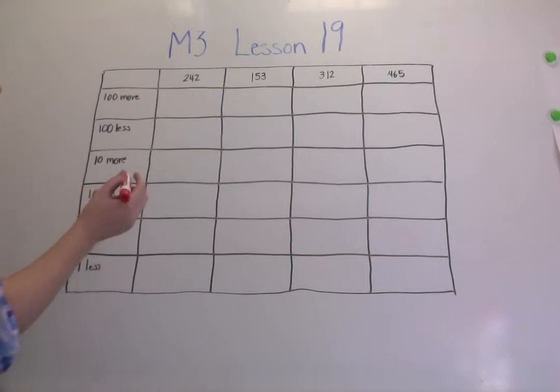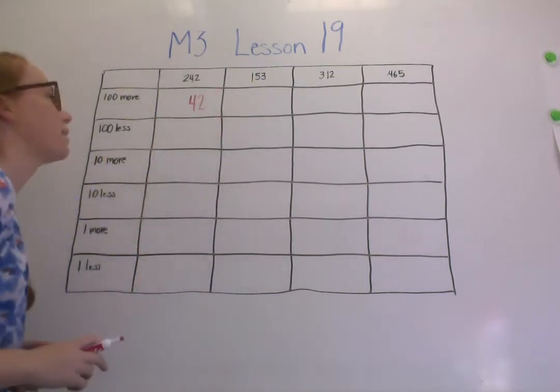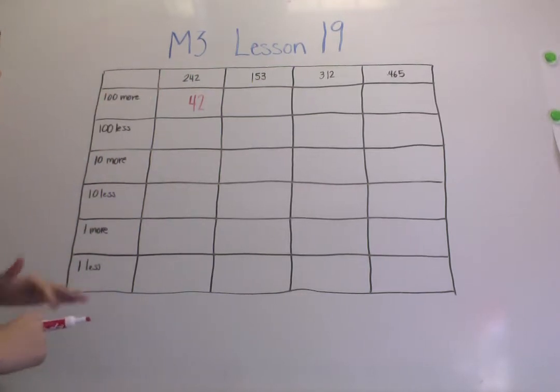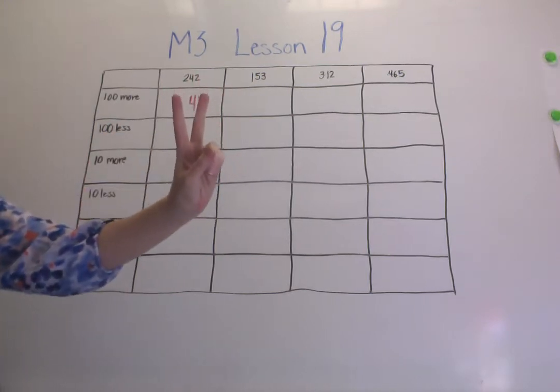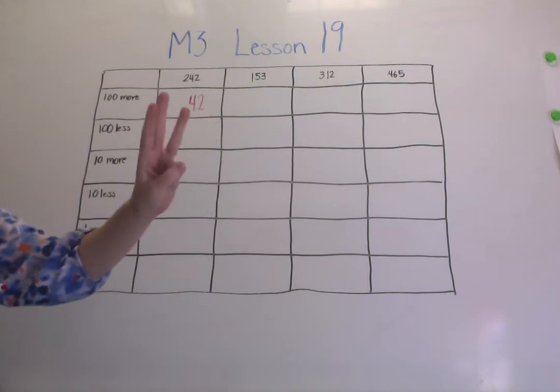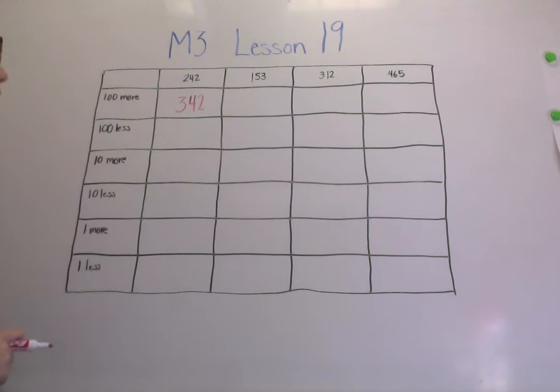So the first thing I do is I bring down my numbers that don't change, my tens and my ones place. Next, I'm looking at my 2, it's in the hundreds place. It says I need 100 more. Well, if I got 2 hundreds and I get 1 more 100, I have 3 hundreds. So my number is going to be 342.